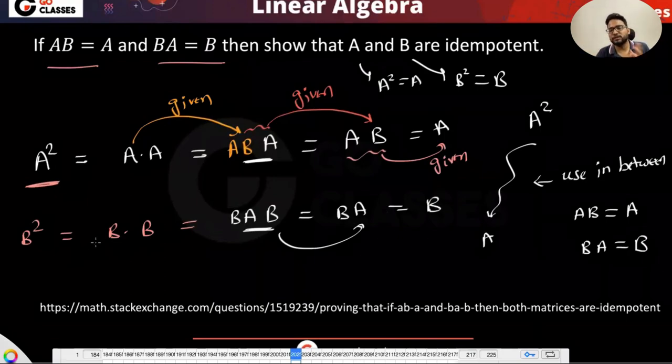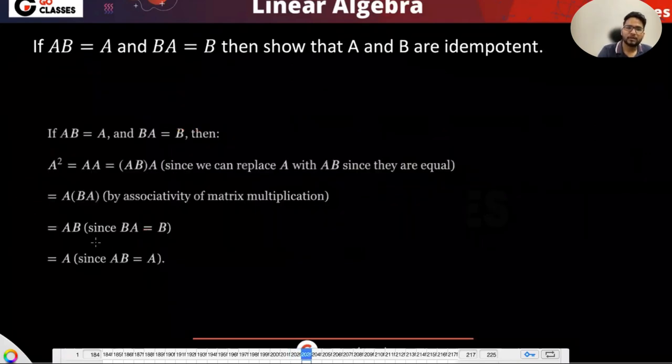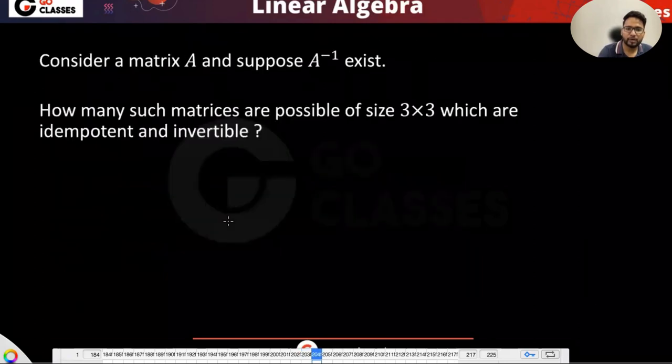Anyway, you just need to see how we can prove it. And they may ask these kinds of questions also in true or false, whether it is true or false. Yes, Akash, that is correct. You were able to do it, right? If AB equal to A and BA equal to B, then this is just a proof that we already proved.